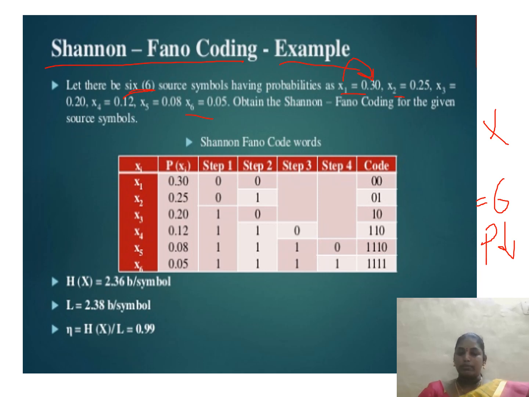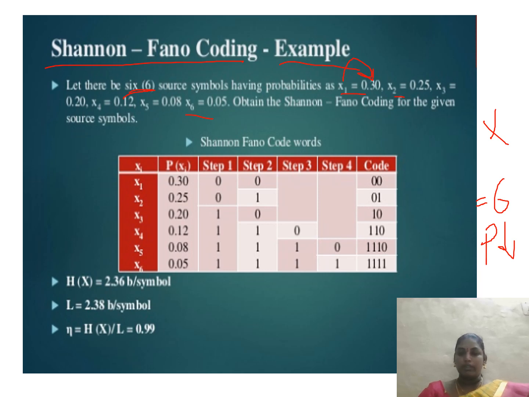The first step in Shannon-Fano coding is that we need to list the probabilities from the higher value to the lower value. That is nothing but descending order. The first probability is always the highest value, and the last is the smallest value. Then we need to check that the total probability should always be 1.